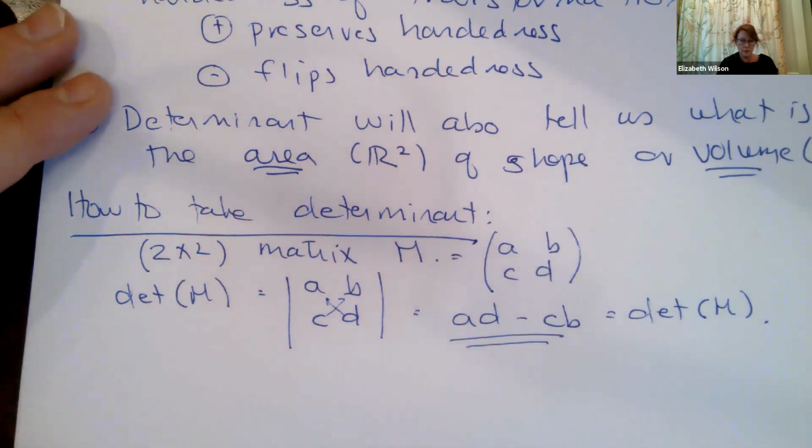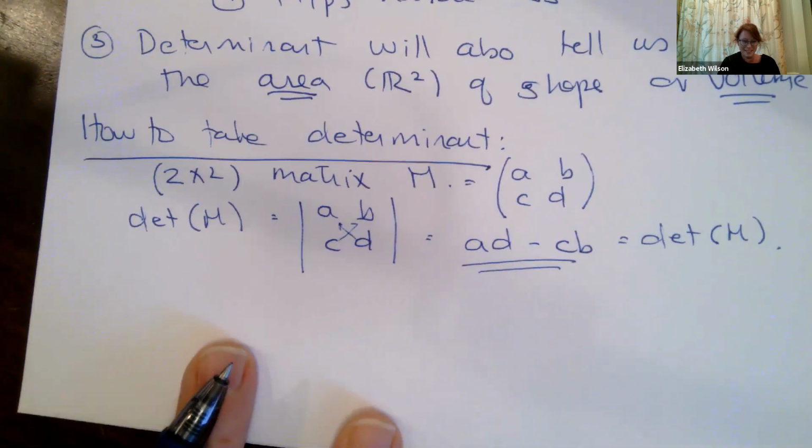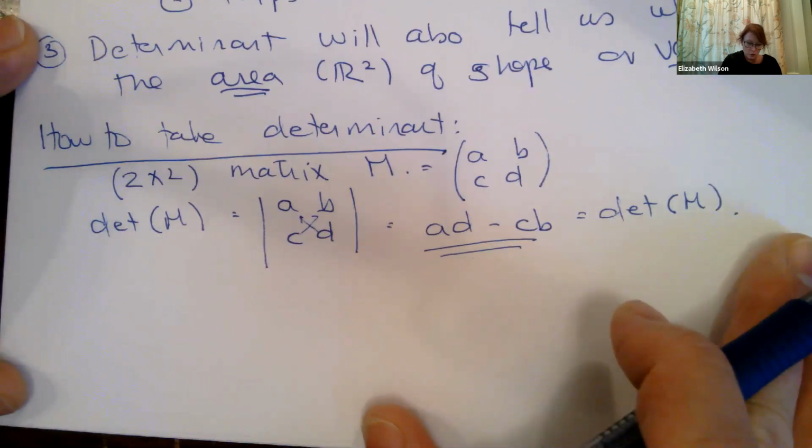Okay. Right, I'm running out of space here. Okay, so this is a 2 by 2 matrix.